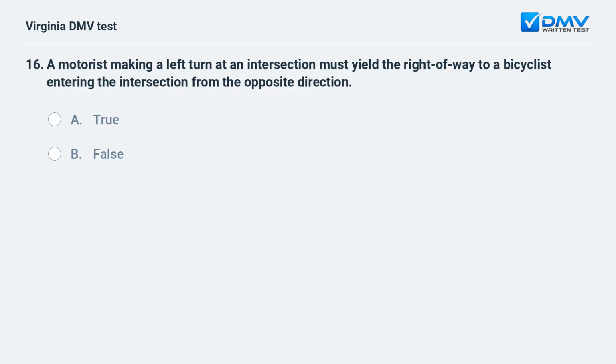A motorist making a left turn at an intersection must yield the right of way to a bicyclist entering the intersection from the opposite direction. A. True. B. False.